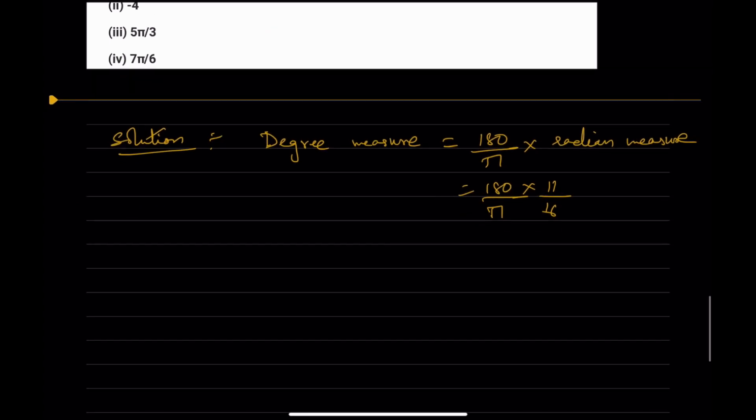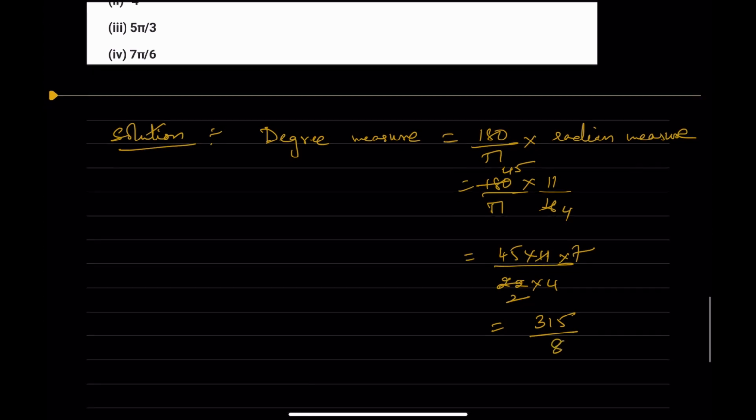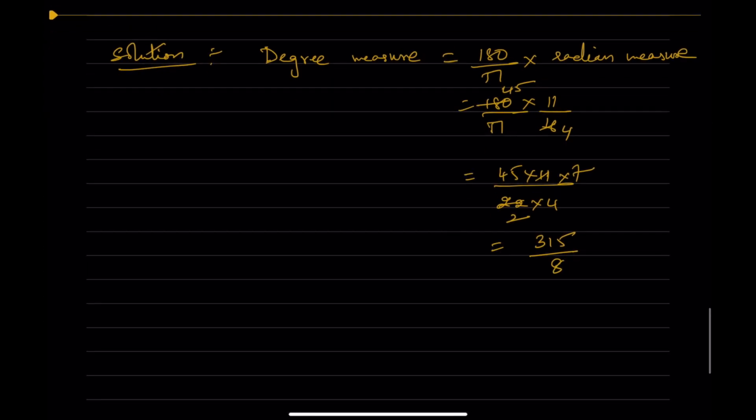We are given this. So here you are having 4 4s are 16, 4 5s are 20. So you are having this as 45 into 11 divided by 22 into 4 into 7. 11 ones are 11, 11 2s are 22. So you are getting here 315 by 8 degree.